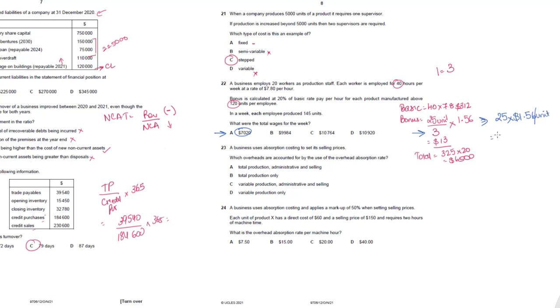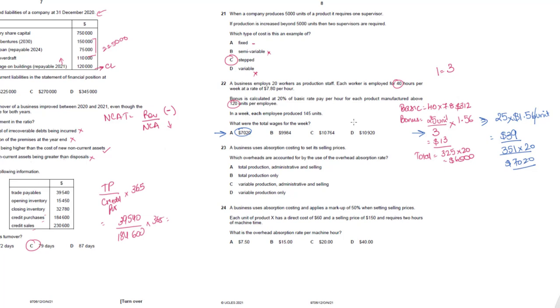So when you do this, 25 into 1.56, $39. Now the total will be 312 plus 39, 351. This when multiplied by 20 you get 7020. That gives you option A. Now the question is, is this the correct way of doing it?